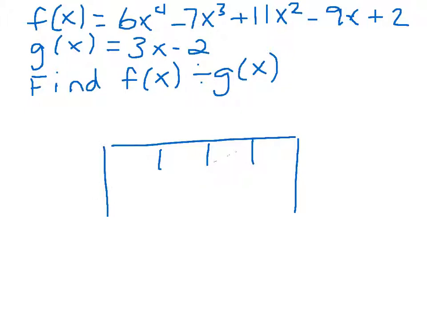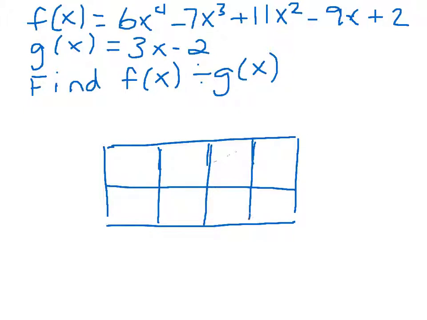To find out how many rows I need, we look at the second function, g of x, and the number of terms tells me how many rows I need. So g of x is a binomial. There are 2 terms, so I know I need 2 rows in my box. G of x is going to go on the outside, because that's what I'm dividing by.